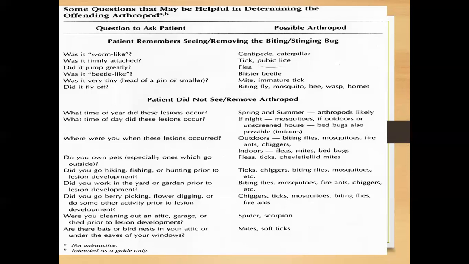Where were you when these lesions occurred? Outdoors, that is biting flies, mosquitoes, fire ants, and chiggers. If you were indoors, then fleas, mites, or bed bugs. Do you own pets, especially ones which go outside? Then it can be fleas, ticks, chiggers, and mites. Did you go hiking, fishing, or hunting prior to lesion development? It can be ticks or chiggers, because these arthropods live in surroundings with a lot of vegetation. So did you go berry picking?